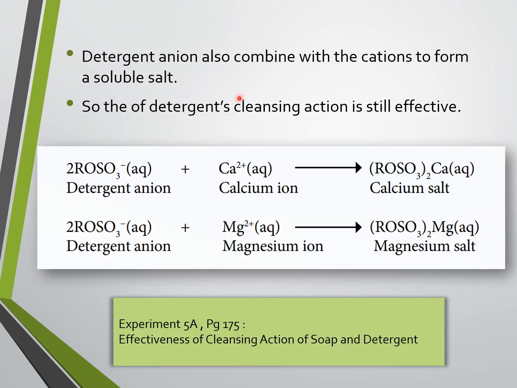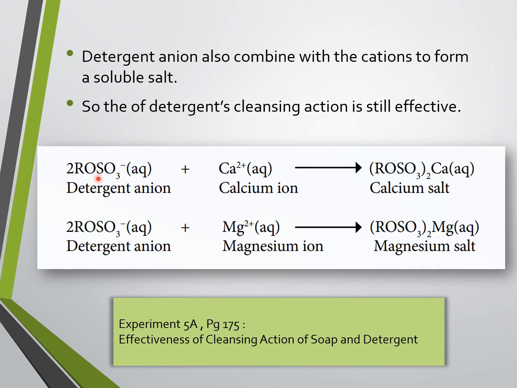Detergent anion also combines with the cation to form a soluble salt. This story is about detergent. The previous one is about soap. The detergent will combine with the cations, which are the magnesium ion and calcium ion, but it will produce a soluble salt. Soluble, not insoluble salt, the soluble salt.